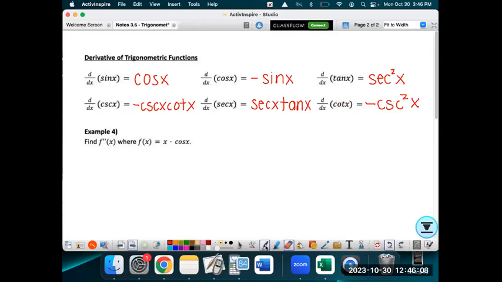In example 4, now that we know the trig derivatives, we can find the second derivative of f of x equals x cosine x. Go ahead and find your first derivative, keeping in mind that we have a product here, so you need to use product rule. Derivative of x is 1 times regular cosine plus plain x times the derivative of cosine. I'm going to pretty this up. Just write that as cosine x minus x sine x.